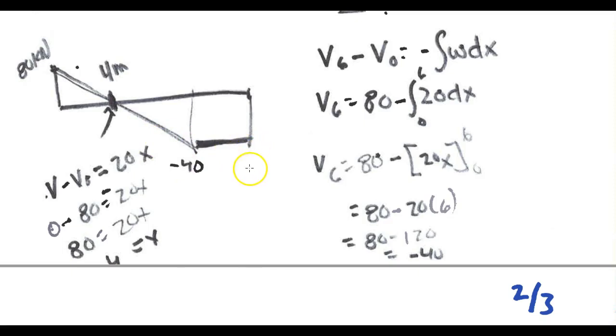The other way that you can see it is the reaction here at C would have been 40, and if we had just cut from the right to the left, we would also see that the reaction just one smidgen beyond that support at C would be negative 40. So it's a straight line. The shear diagram looks like a straight line going from 80 kilonewtons down to negative 40 kilonewtons, and then remaining at negative 40 kilonewtons until we get to the end of the beam.